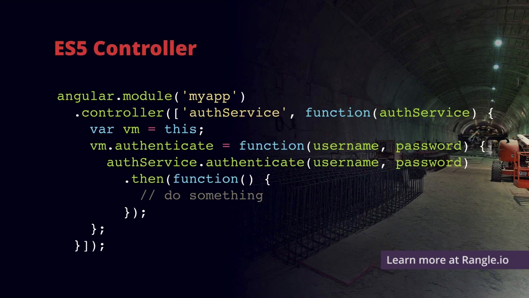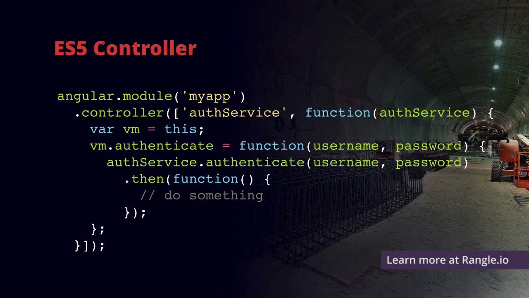Now, the reason we do this is because when we use this here, the effects are going to be different, because this is no longer going to be the same this. So we use VM just to make sure that we're always pointing to the same object, and we define a method as VM.authenticate. Within that method implementation, we take our service and actually do authentication, and then we follow up on the promise.